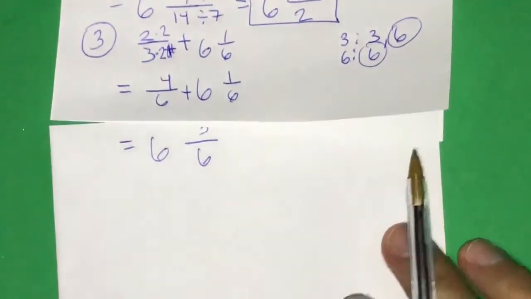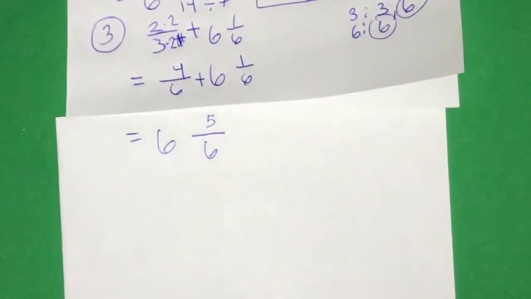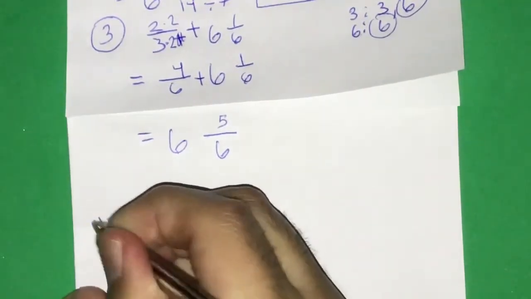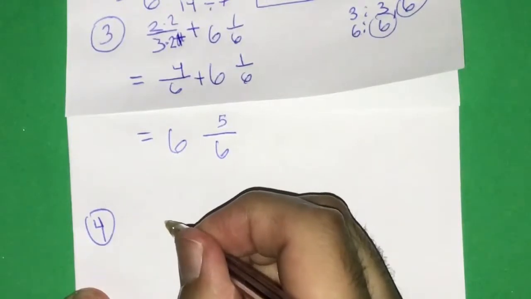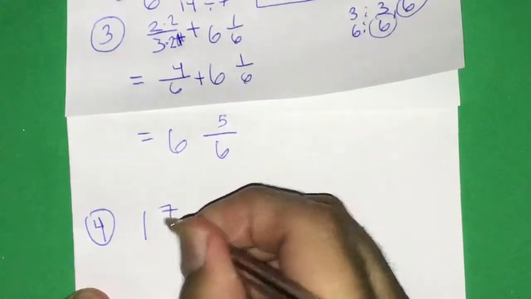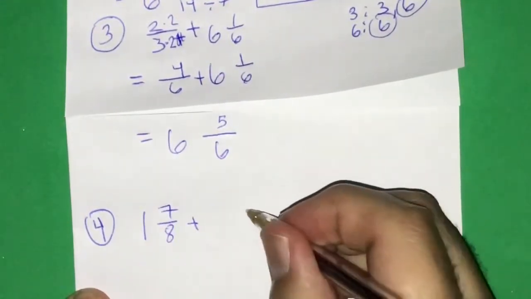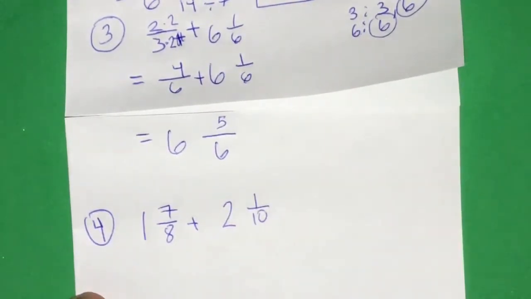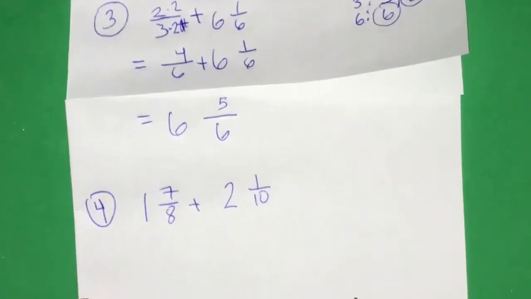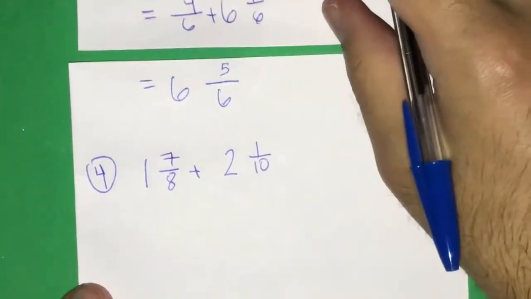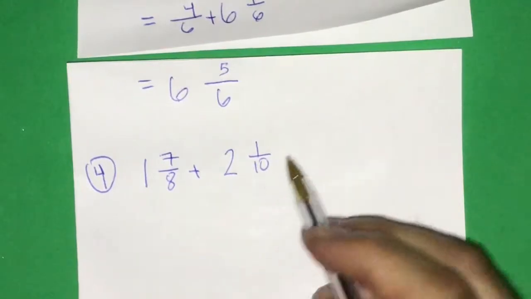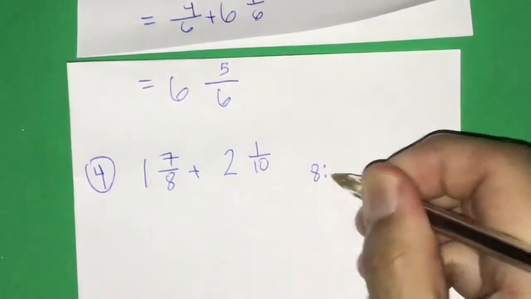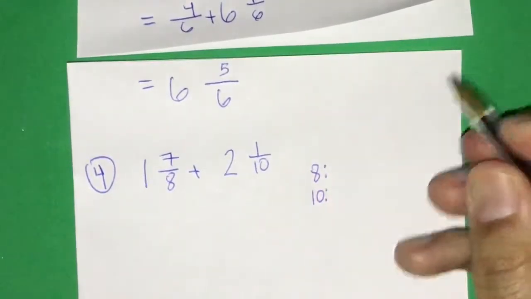Okay. So let's go ahead and take a look at another example. So here let's take a look at 1 7/8 plus 2 1/10. Okay. So here we're going to have to get a common denominator because 8 and 10 are different. Okay. So let's go ahead and list some multiples real quick. So let's go ahead and list the 8 and the 10 multiples.